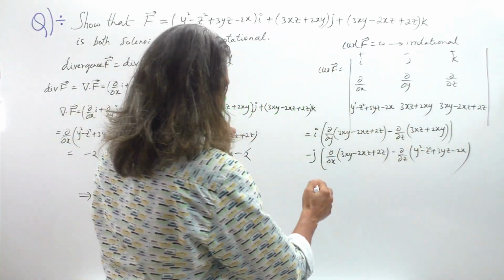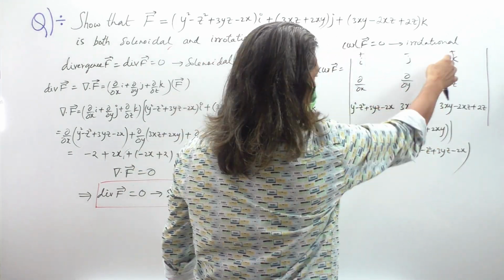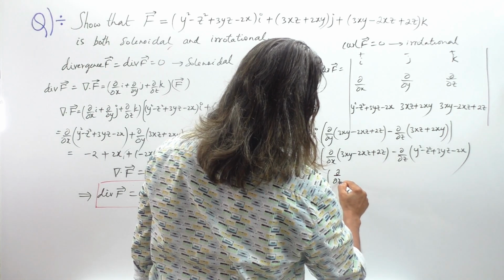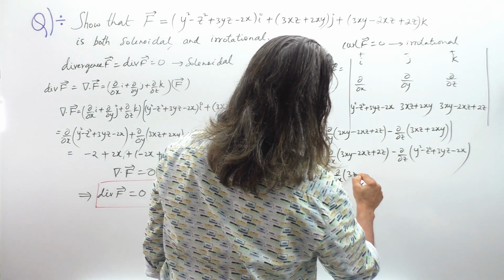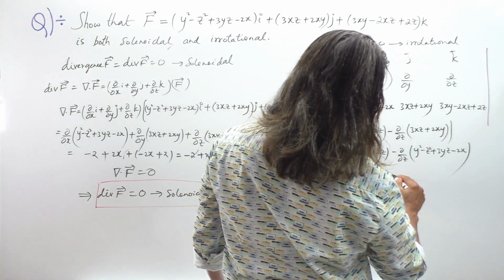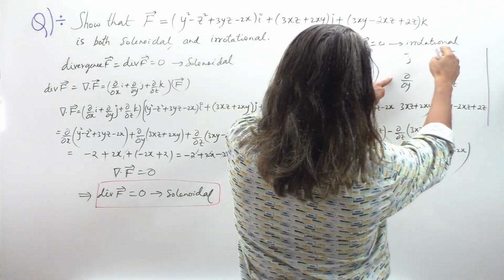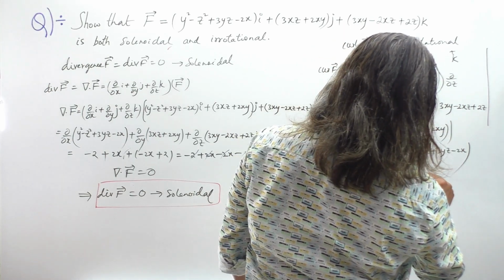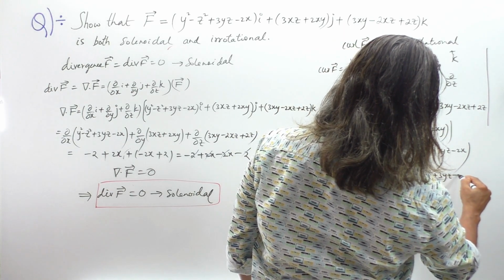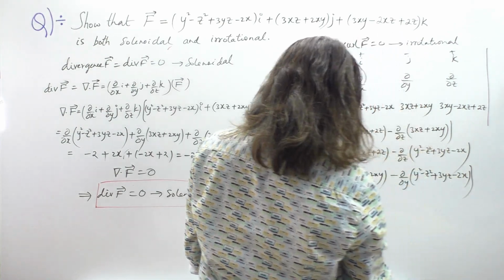And lastly plus k into, the column with k and row with k go, ∂/∂x of (3xz plus 2xy) minus ∂/∂y of (y² minus z² plus 3yz minus 2x). Yeah, that's it. So now let's solve this.